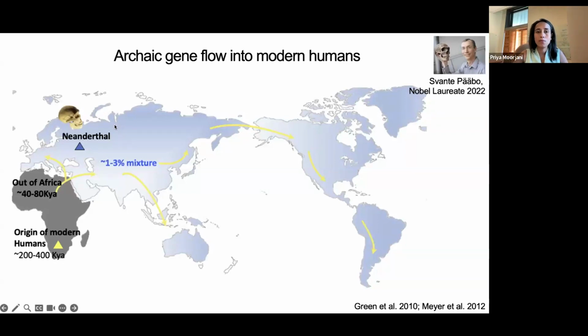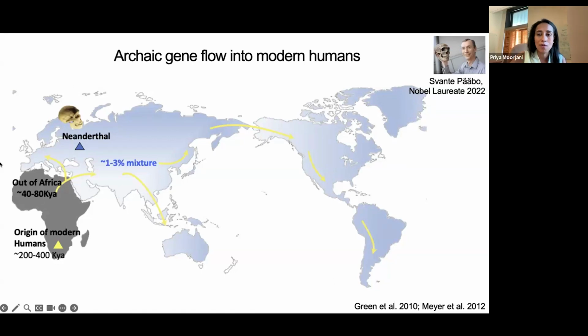I'm going to focus on this first mixture, which is the gene flow between Neanderthals and modern humans, for which Svante Pääbo won the Nobel Prize in 2022. Now, as many of you may know, modern humans arose in Africa about 200 to 400,000 years ago. And then there was a migration of people out of Africa, which occurred about 40 to 60,000 years ago.